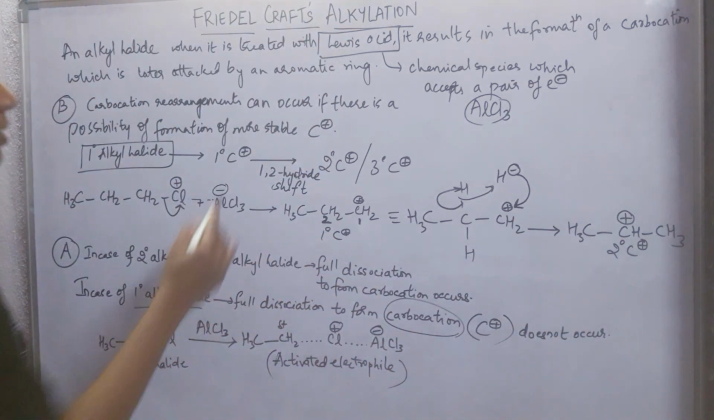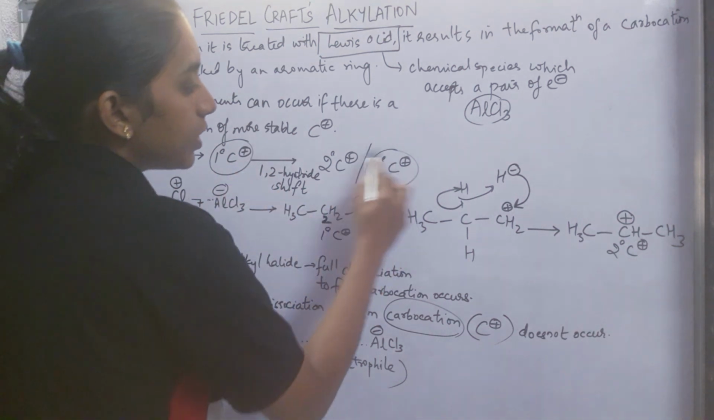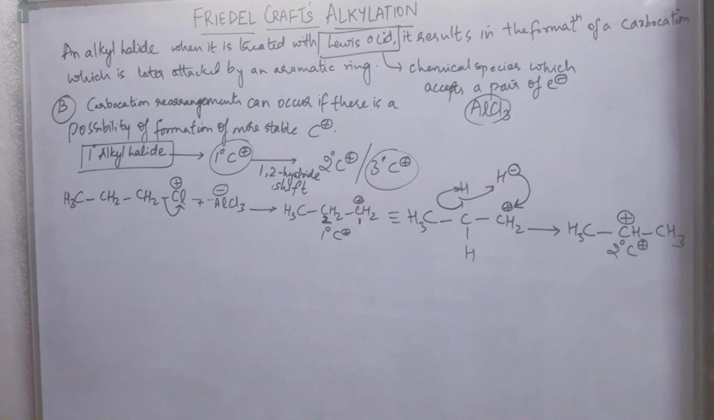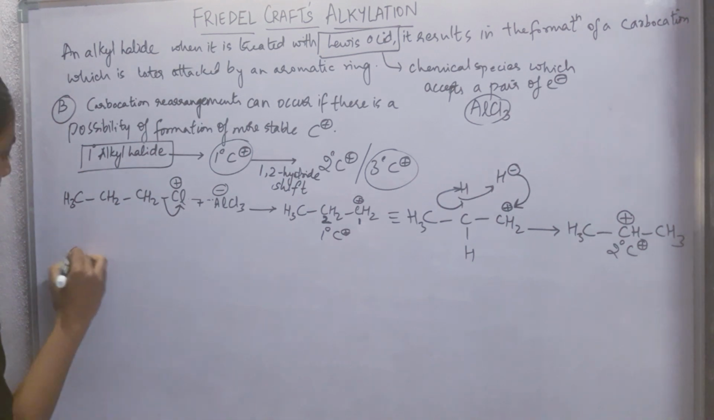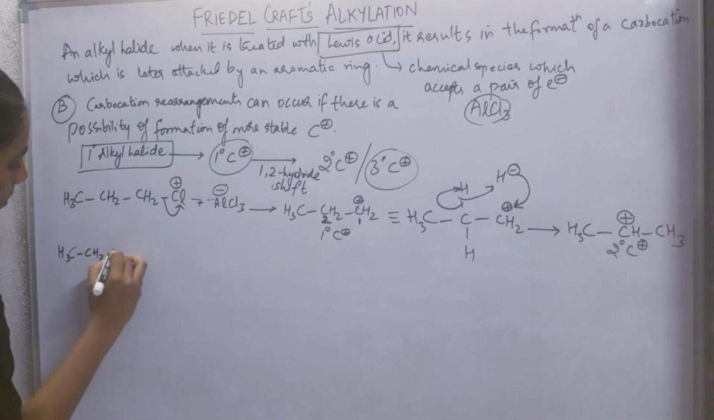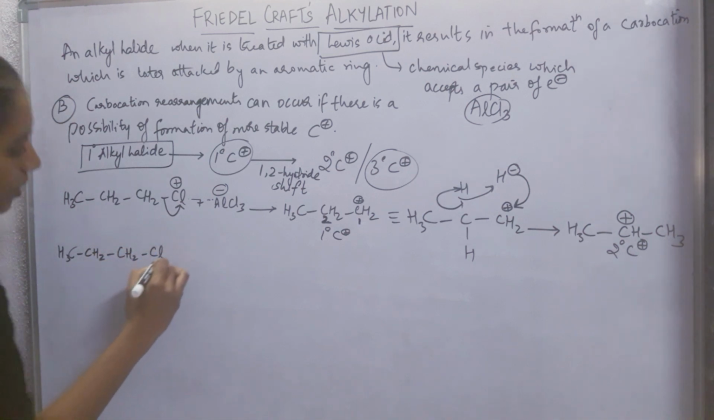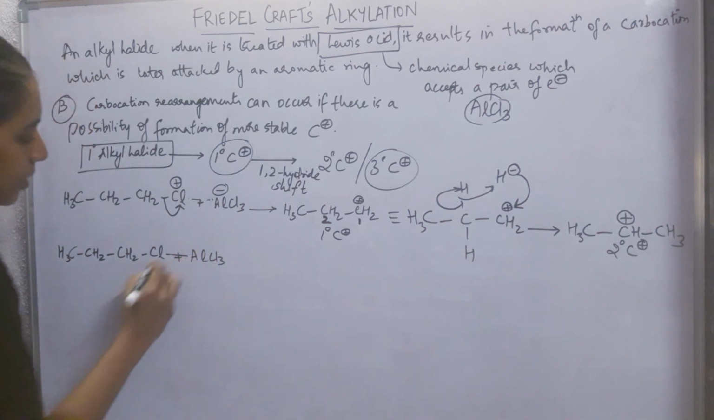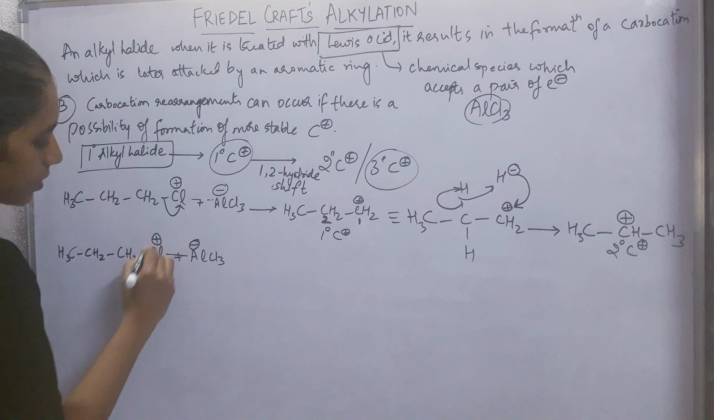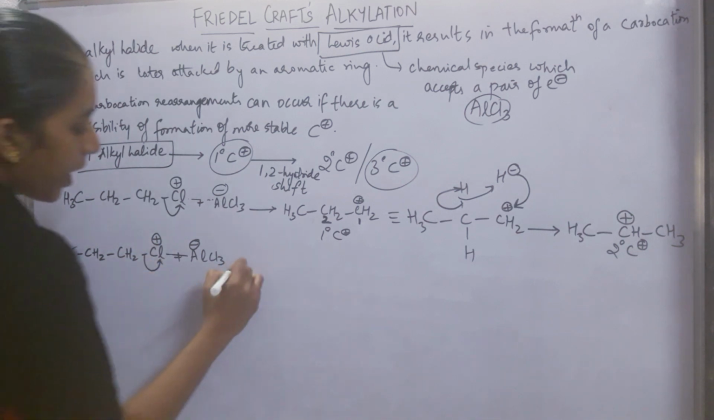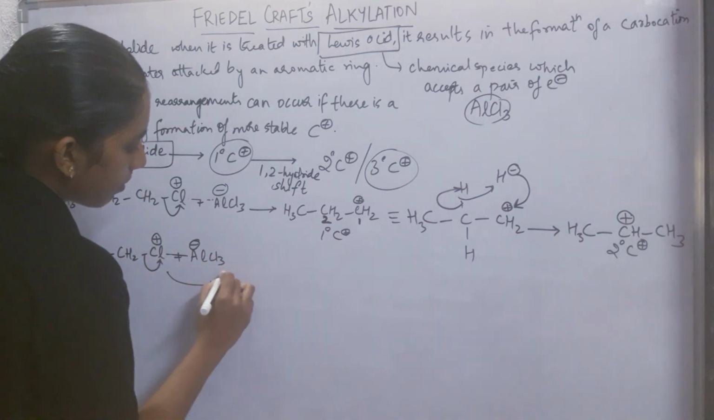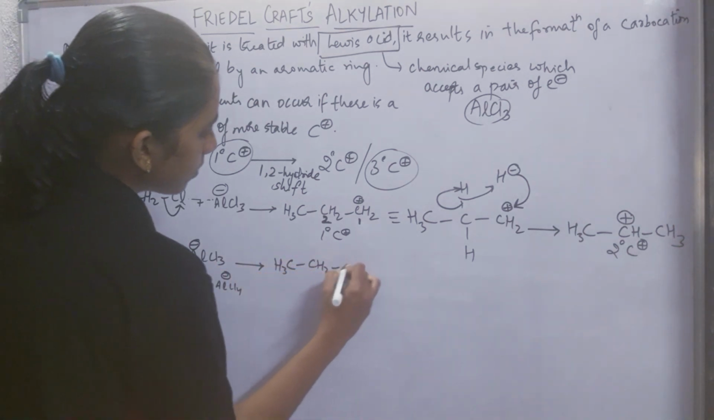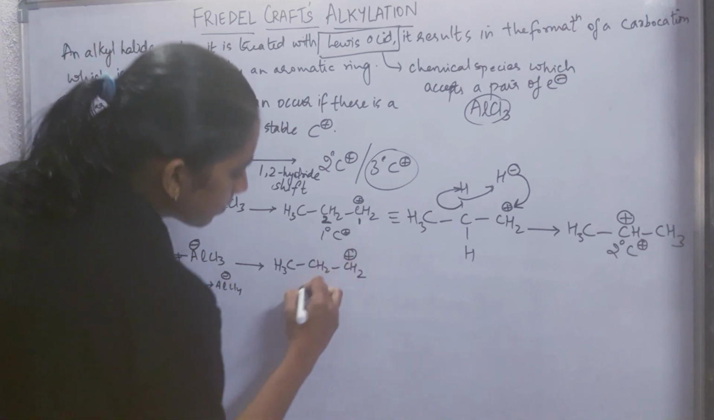Now to explain how to change this primary carbocation into a tertiary carbocation, again we'll take a primary alkyl halide, CH3CH2CH2Cl. It is treated with AlCl3. Chlorine will form a bond with aluminium. Aluminium gets a negative charge, chlorine gets a positive charge. Chlorine will take the bond from carbon and leave as AlCl4 minus. Carbon will get a positive charge. We have formed the primary carbocation here.